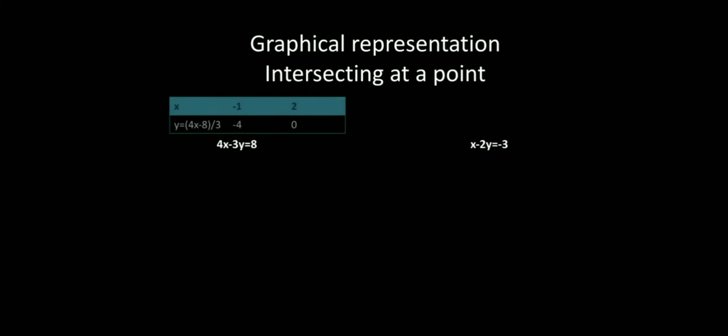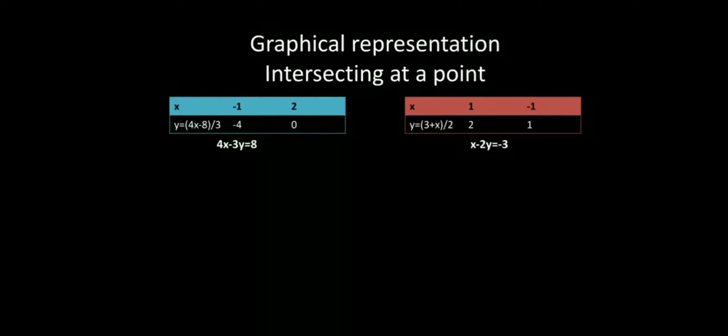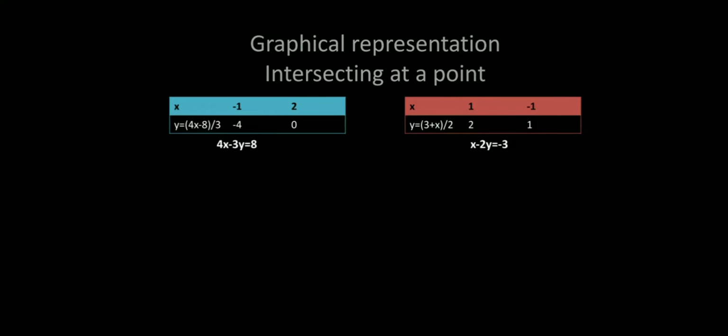Moving further, let's see the graphical representation of the lines which are intersecting. The two equations given are 4x minus 3y equals 8 and x minus 2y equals minus 3. When we put x equals minus 1 in the first equation, 4x minus 3y equals 8, we get y equals minus 4. And when we put x equals 2, we get y equals 0. In the second equation, when we put 1 in x, we get y equals 2. And when we put minus 1 in x, we get y equals 1.